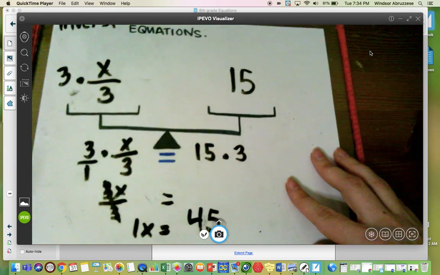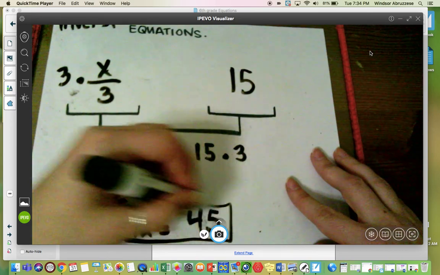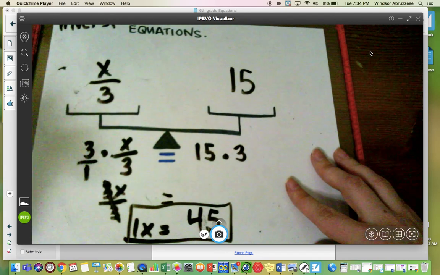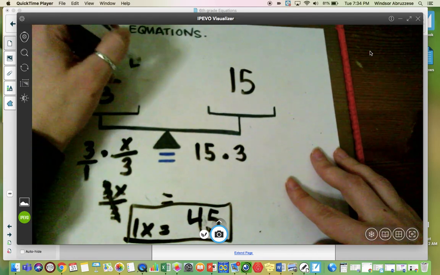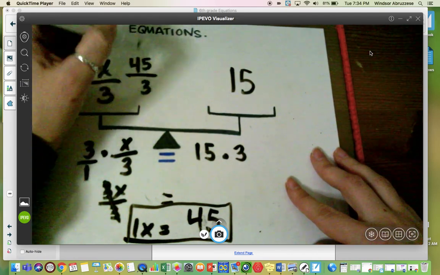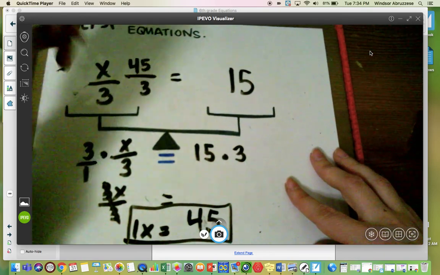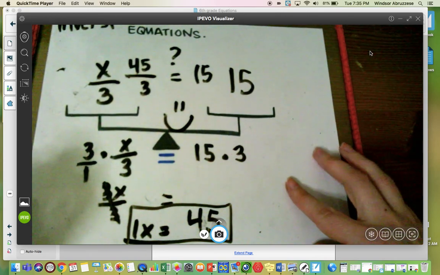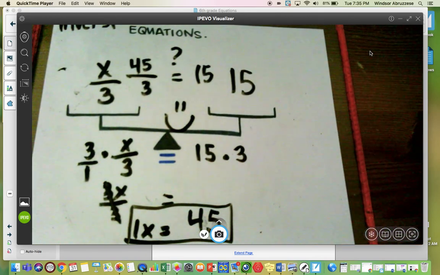45. And we can check our answer by substituting it back in. If we go back to our original equation, and I input a 45 here, what's 45 divided by 3? Is that equal to 15? Yes, it is.